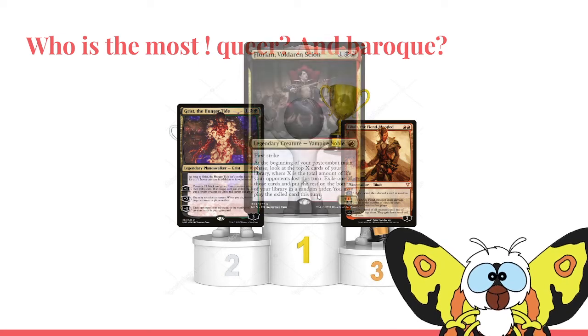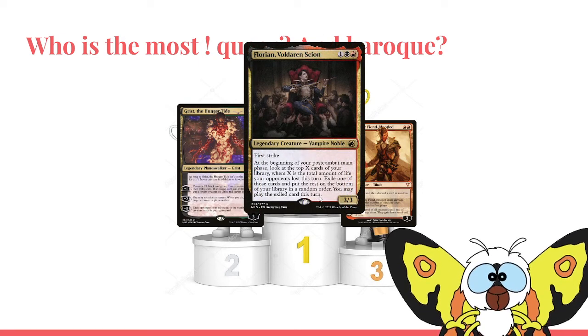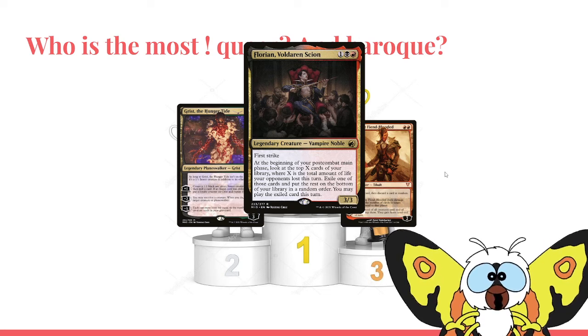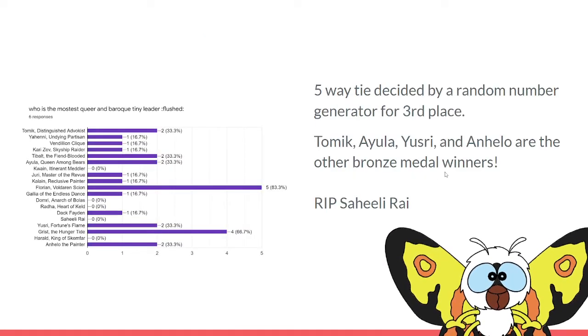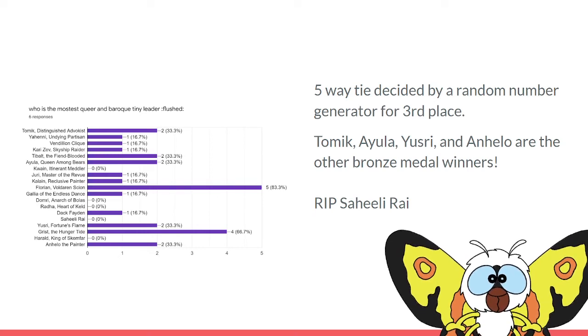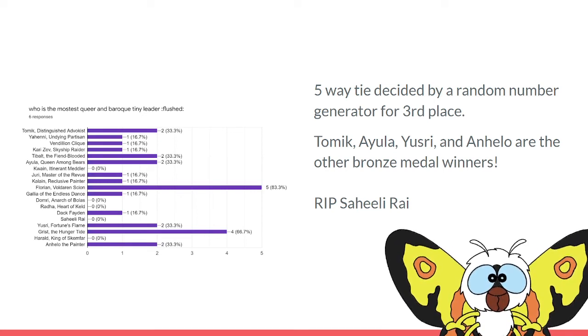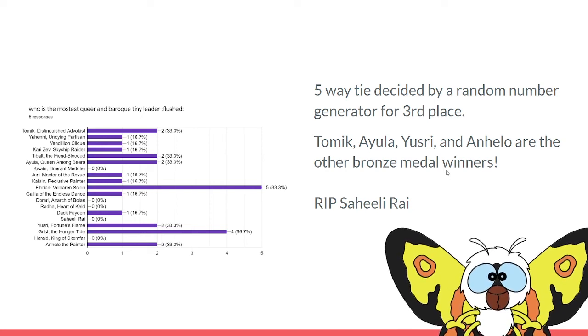Number 1, you have Floriann Voldaren Scion. He is the one that led me to creating this list and hypothetical of who is the most queer and baroque tiny leader. So, of course, in the votes, he got number 1. And you may be wondering, votes? Well, that's how it was decided. And there was a 5-way tie decided by a random number generator for 3rd place. Tybalt won that random number generator, which made me really sad, because the other contestants for 3rd place were Tomik, Ayula, Yusri, and Oni Halo, who were the other bronze medal winners.